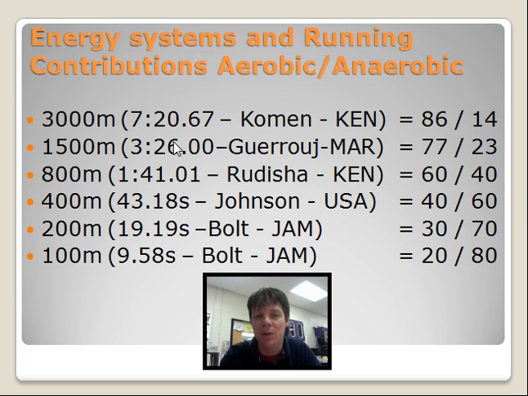On the upper scale of this, we can see that if we're running a 1500 meters or 3000 meters, we're now nearly 80% aerobic or nearly 90% aerobic as far as the energy systems being used by the athlete's body to provide the energy they need to compete in that race.